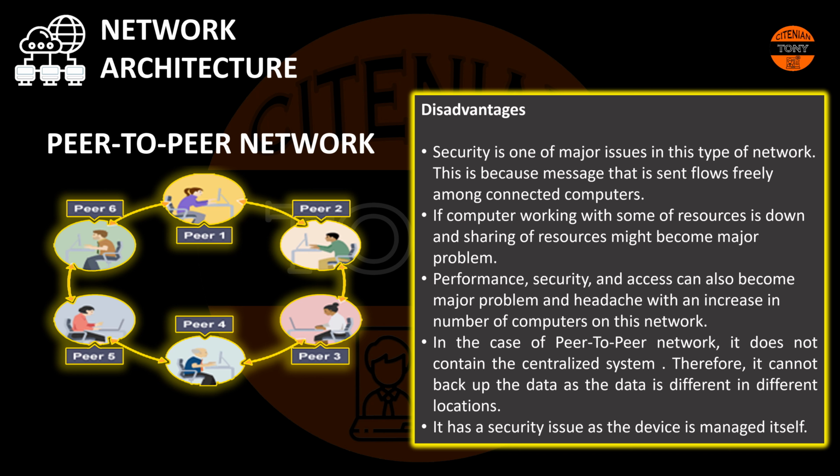Performance, security, and access can also become a major problem and headache with an increase in the number of computers on this network. In the case of a peer-to-peer network, it does not contain a centralized system. Therefore, it cannot back up the data, as the data is in different locations. It has a security issue as each device is managed by itself.